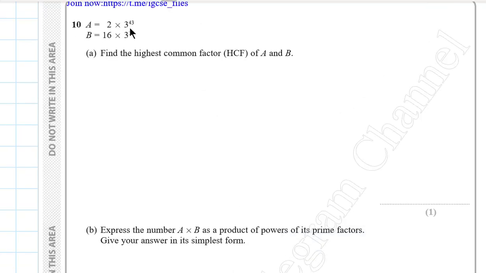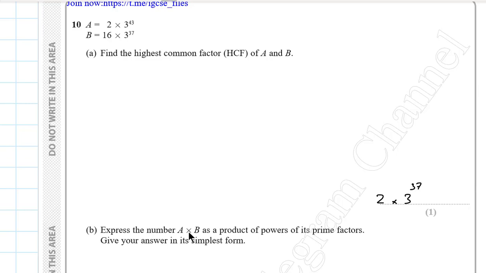Question 10. A equals 2 times 3 to the power of 43. B equals 16 times 3 to the power of 37. Find the highest common factor of A and B. Okay, from 2 and 16 we can take 2 as a common factor, and from these two threes we can take the one with the lowest power, which is 3 to the power of 37. 2 times 3 to the power 37. That's it.